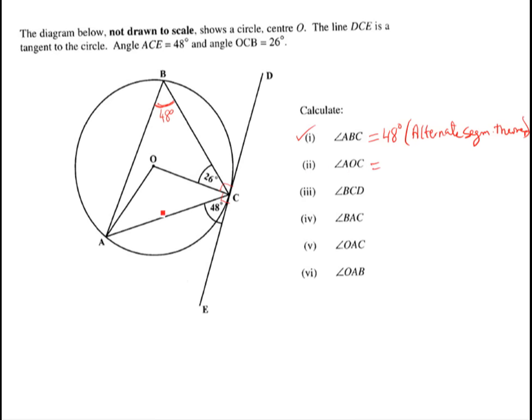Angle AOC, so angle A to O to C, this angle here. Now we notice that angle B has both legs standing on AC, and angle O at the center has both legs standing on the same AC. So the angle at the center is twice the angle at the circumference. This angle should be 96, twice angle ABC, in other words. So it should be 96 degrees. What's the reason? Angle at center is twice angle at circumference. Forgive me on my writing, the instrument is kind of slippery. So angle AOC is twice the angle ABC. Angle at center, twice angle at circumference.